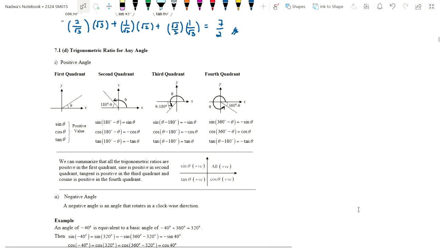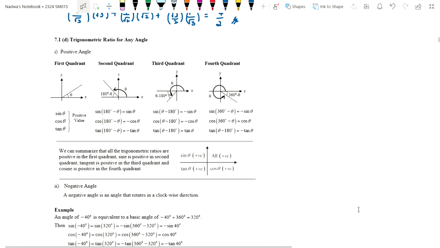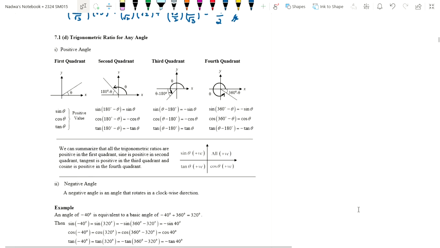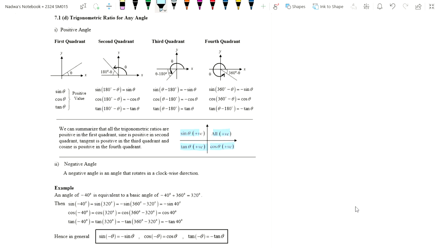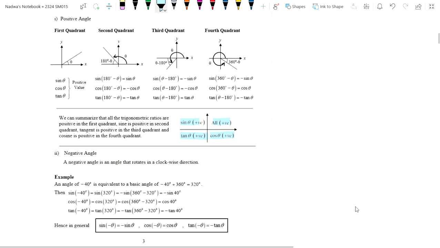Now we go to the trigonometric ratio for any angle. So when we say any angle, you have to remember we have 4 quadrants, which each quadrant have different sign for sine, tangent, and cos. So you guys already memorized this. Add sugar to coffee. The first quadrant is all positive, the second quadrant is sine only positive, third one is tangent positive, and the fourth quadrant cos is positive. Alright.